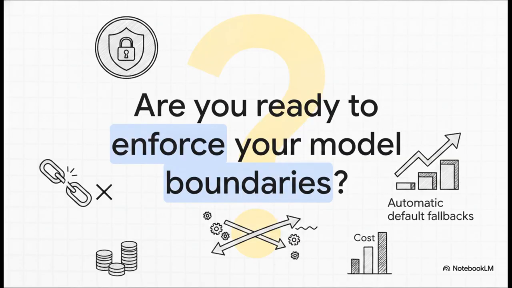So we've successfully demystified the enforceAvailableModels update. You've seen how it brilliantly handles default model fallbacks on its own and how it permanently closes that pesky loophole for downstream overrides. The tools for absolute cost and compliance control are literally sitting right at your fingertips. So the only question left to ask yourself is, are you ready to enforce your model boundaries?